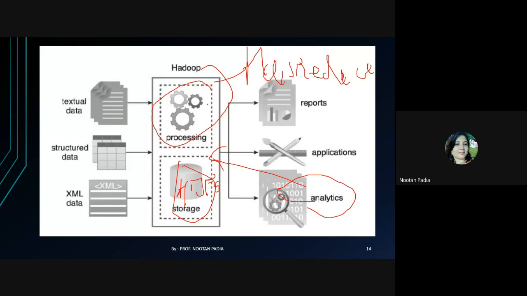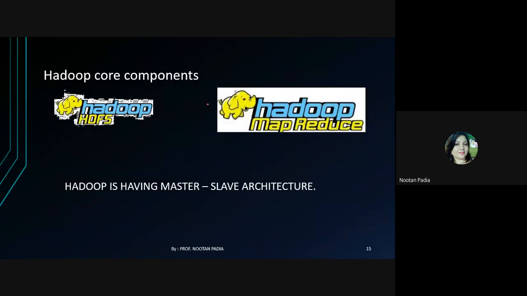So remember these two things in Hadoop. You can store any kind of data into Hadoop, and you can process any kind of data in Hadoop. For storage, HDFS is there. For processing, MapReduce is there. So these are the two core components, HDFS and MapReduce.